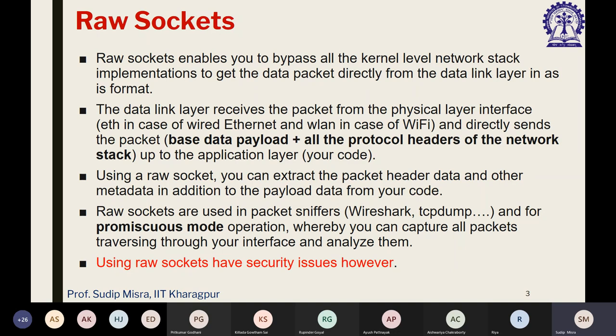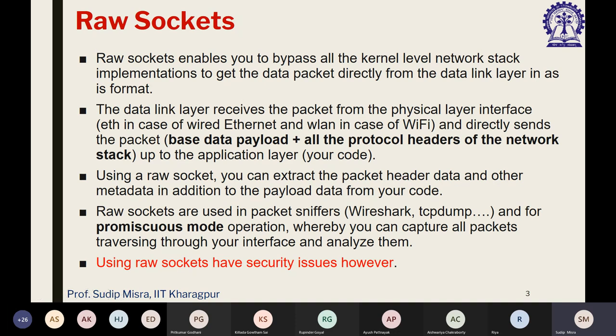Raw sockets are typically used in different packet sniffers. There is Wireshark, right? In the first class I had given you a demo of Wireshark. So packet sniffers like Wireshark and tcpdump use raw sockets, and they operate in the promiscuous mode, whereby you can capture all the packets that are traversing through your interface and analyze them. This is the promiscuous mode.